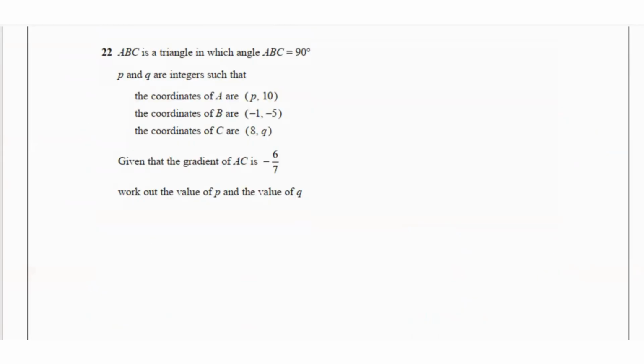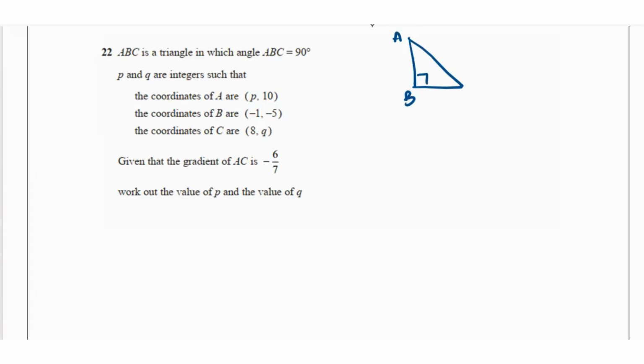Then it says ABC is a triangle in which angle ABC is equal to 90 degrees. P and Q are integers such that the coordinates of A are (P, 10), the coordinates of B are (negative 1, negative 5), and the coordinates of C are (8, Q). Given that the gradient of AC is negative 6 over 7, work out the value of P and the value of Q.